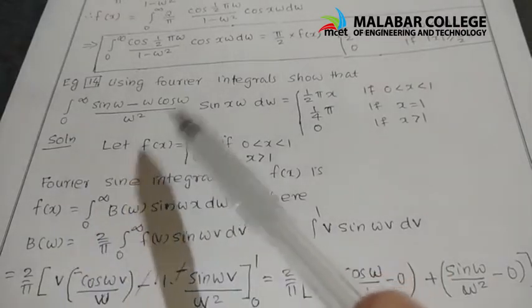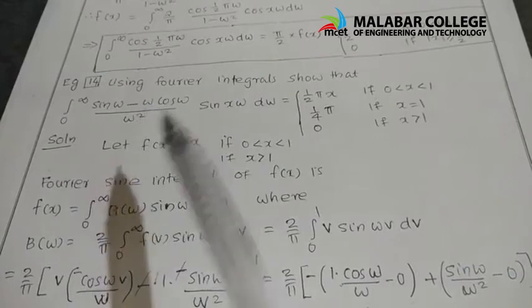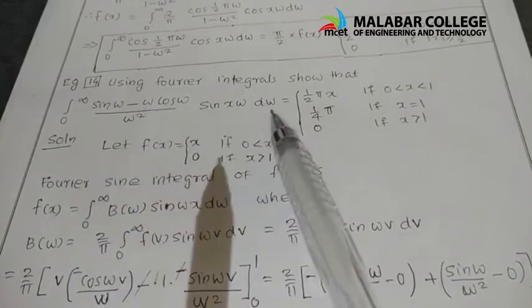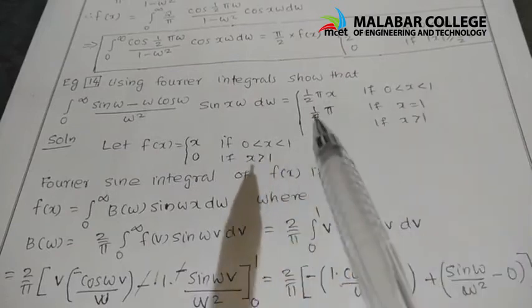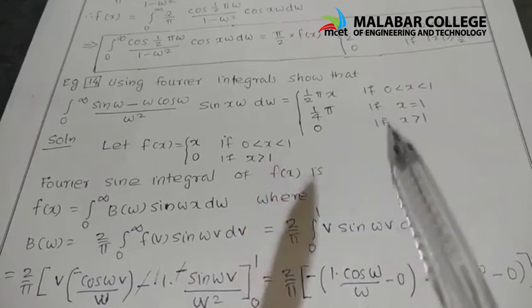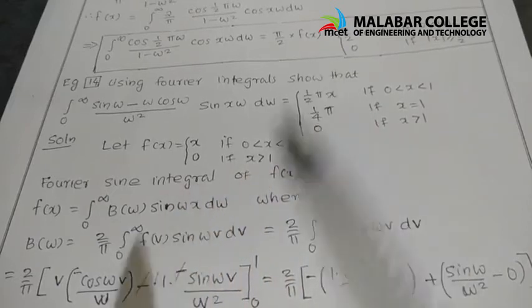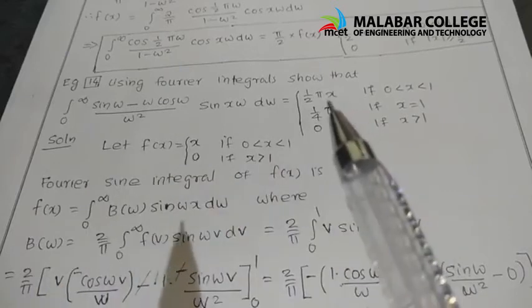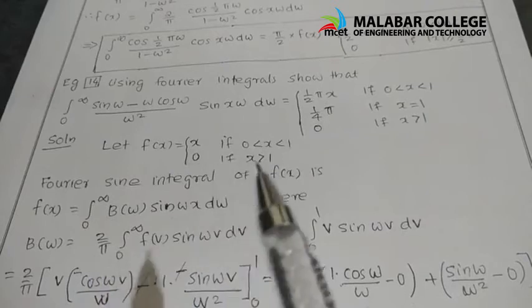Next question I am taking: using Fourier integral show that the integral of sin omega minus omega cos omega by omega square sin x omega d omega equals half pi into x in between 0 and 1, 1 by 4 pi x equal to 1, and 0 if x greater than 1. Clearly we will see that there is a point of discontinuity, as there are three functions. So we take f of x equal to x in between 0 and 1, and equal to 0 for x greater than 1.